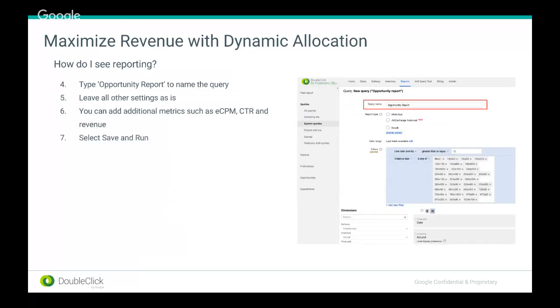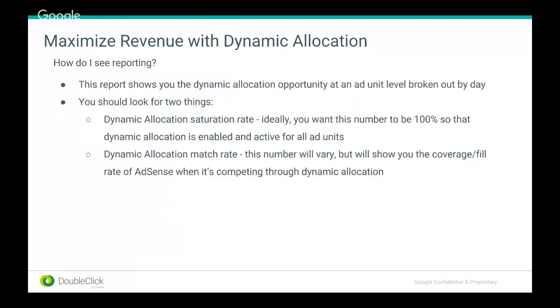You can type opportunity report into name the query, and then you can leave all of the settings as is. And then you can add additional metrics such as the eCPM that we talked about, the CTR and the revenue. Then you'd save and run. So this report shows you the dynamic allocation opportunity at an ad unit level broken down by day.